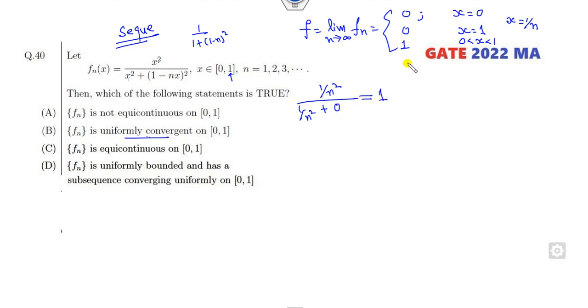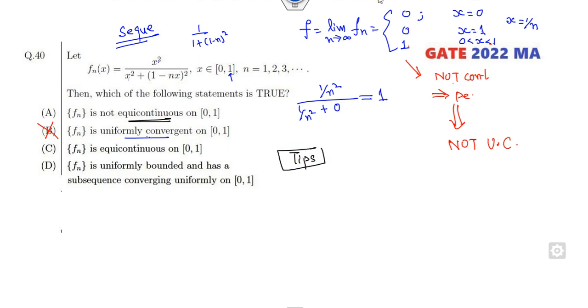So what is that? Is it piecewise continuous? It is not continuous. Why? Because you can see at 1 it is 0, at 1 it is 1. So it is not piecewise continuous. If it is not piecewise continuous, it means it is not uniform continuous. So it means it is not uniform convergent. This option is cancelled.